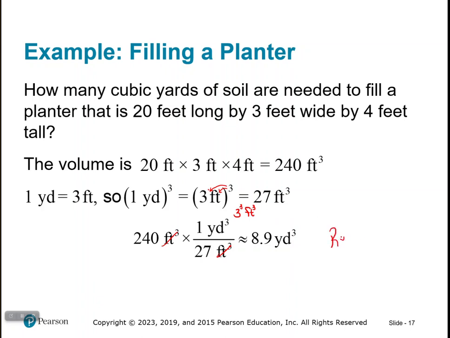Now, think about the reasonableness. Is this reasonable? Feet are smaller than yards, so we should have more feet than yards for the same amount. So it makes sense that the number for cubic yards is less than the number for cubic feet, because cubic feet are smaller measurements than yards, so we would need less of them for the same volume. All right, so it seems reasonable.